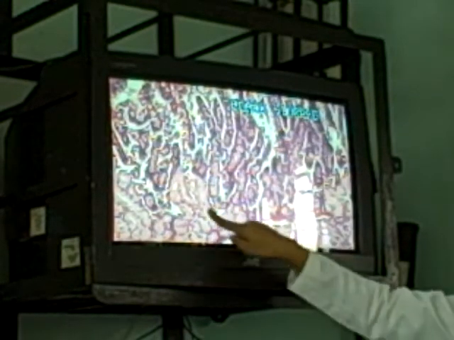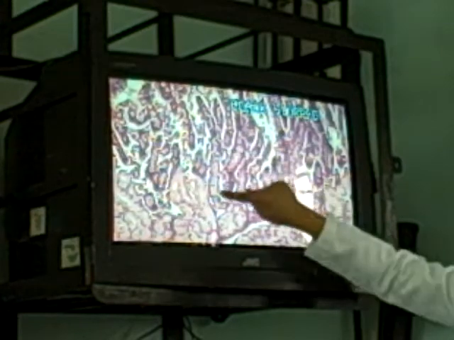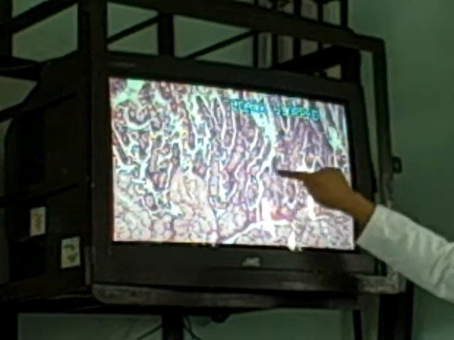Look at the extension. Okay, let's try on low power. So, aside from the extension of your Brunner's gland, these are extensions of your Brunner's gland into the lamina propria. These are your intestinal glands.